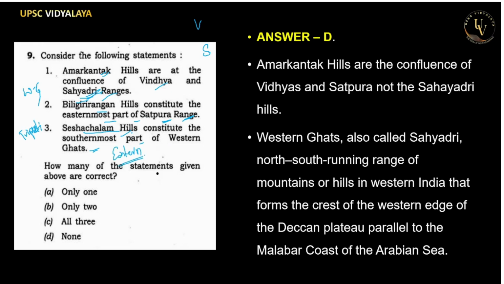The very, very famous shrine is also located in the Seshachalam Hills. Seshachalam means Sesha in Sanskrit, which means snake. Okay. Now, how many of the statements given above are correct? The answer is D. None of the statements are correct because Seshachalam Hills are part of the Eastern Ghats, located in Andhra Pradesh. Okay. Bilirangan Hills constitute the eastern part of... so definitely they are not part of the Satpura range. So they belong to the Eastern Ghats and Amarkantak Hills. So this is where you can actually answer the question.